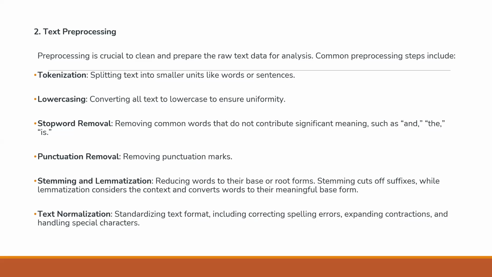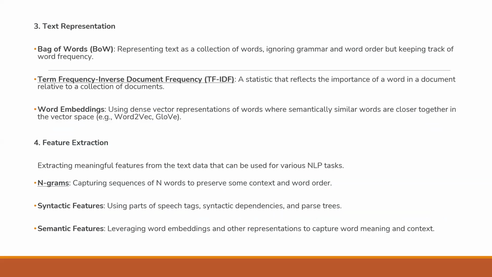Next, text normalization: standardizing text format, including correcting spelling errors and handling special characters. Text representation. Bag of words, BOW: representing text as a collection of words, ignoring grammar and word order but keeping track of word frequency. Term frequency-inverse document frequency: the importance of a word in a document relative to a collection of documents. And word embedding.